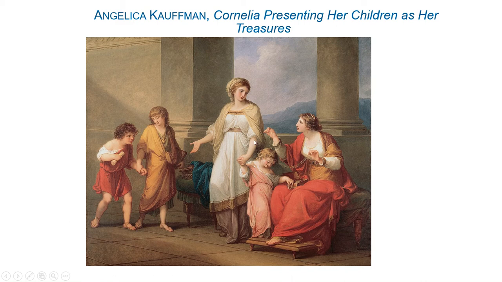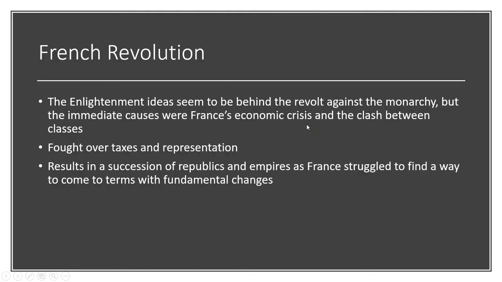So this is the story of Cornelia, which you probably don't need me to explain. She's presenting her children as her treasures when her friend is holding up her own treasures, showing off her stuff. Cornelia says, I don't need jewels. I have my children. And then Kauffman shows the little girl might be a little bit more interested in having jewelry at that point. And we see in the columns, the dress, everything's very classical looking. As a matter of fact, Cornelia is a classical story.